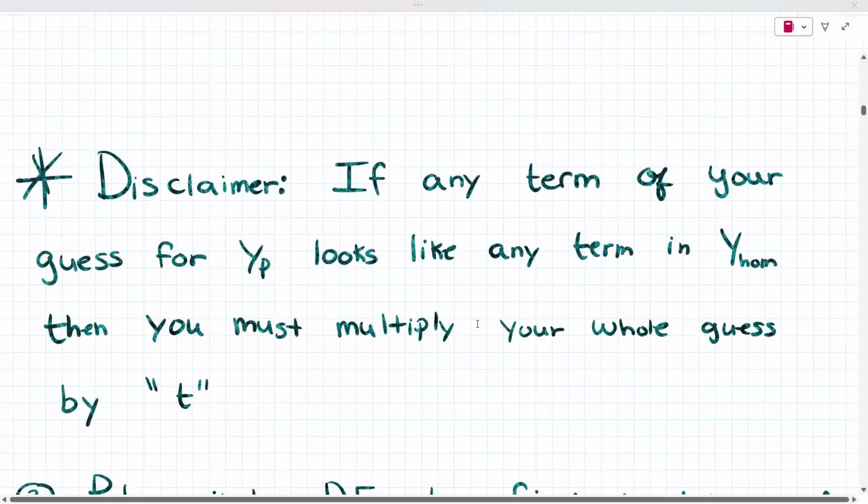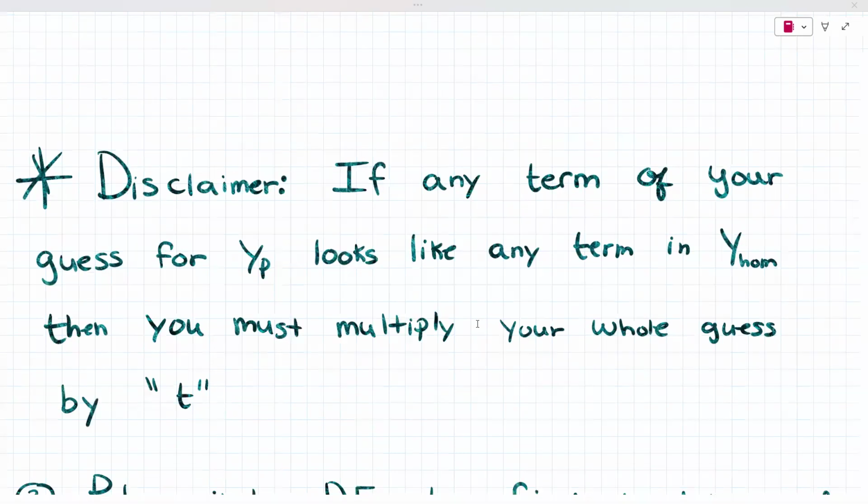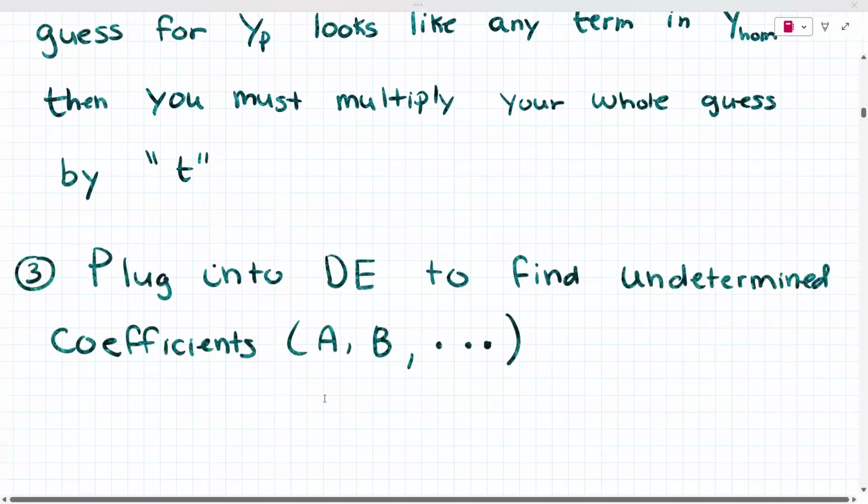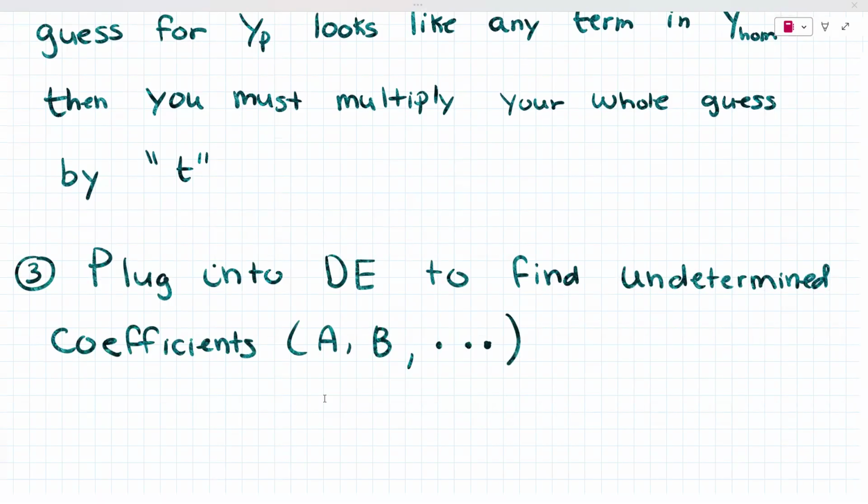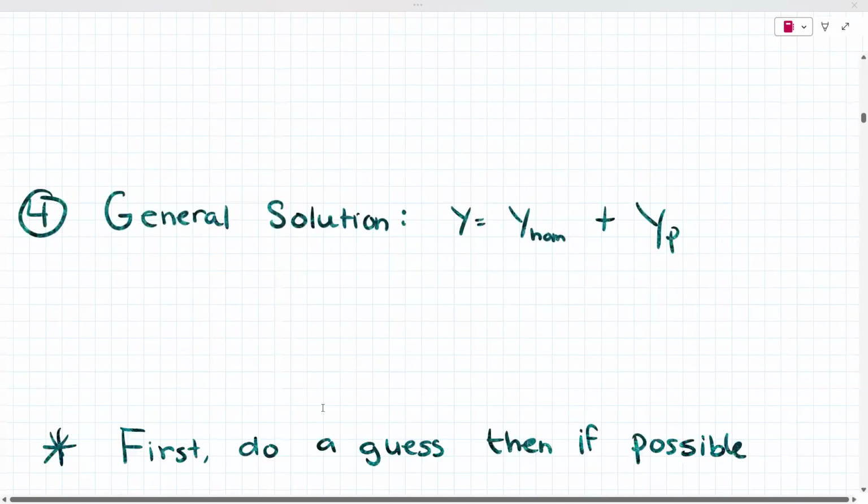Disclaimer: if any term of your guess for yp looks like any term in your y homogeneous, then you must multiply your whole guess by t. I'll explain that, but just go ahead and write that down. So if your yp looks like your y homogeneous, you have to multiply your whole guess by t. Step three, plug into your differential equation to find the undetermined coefficients. Step four, find the general solution, which is y homogeneous plus yp.